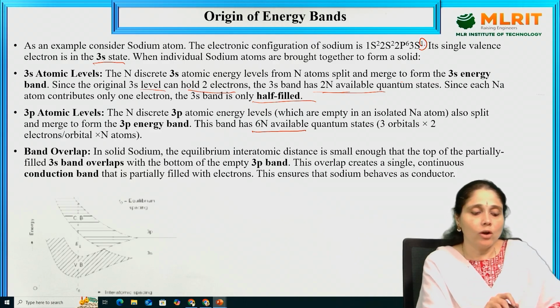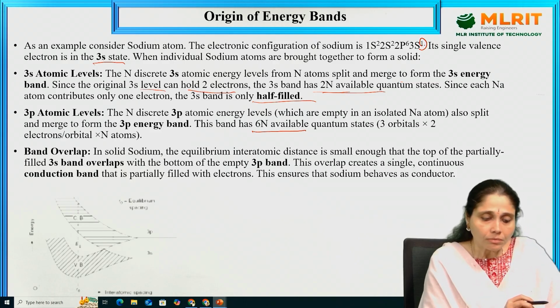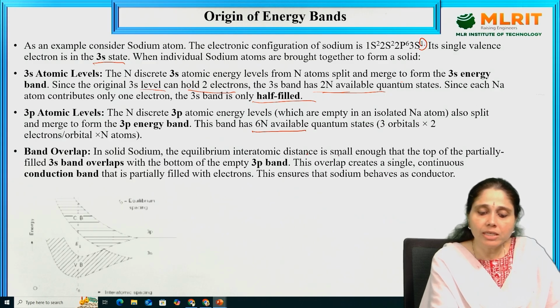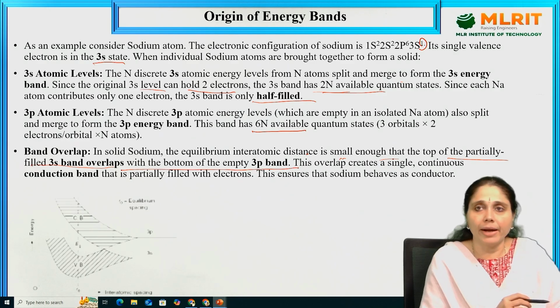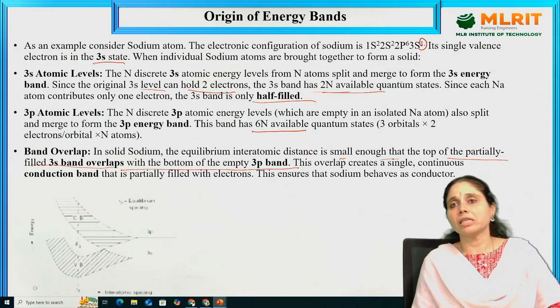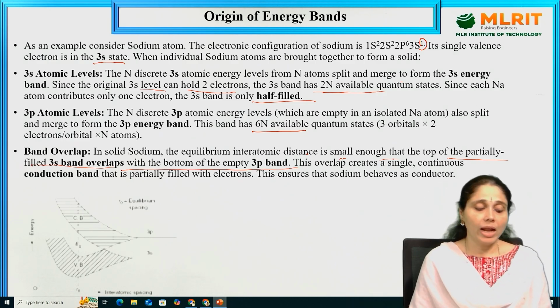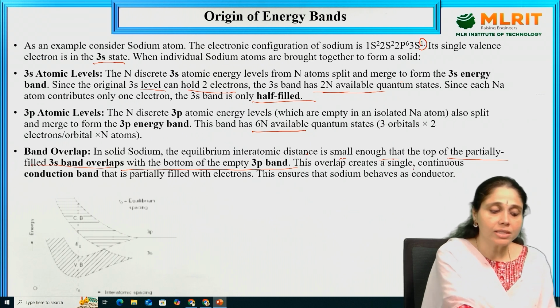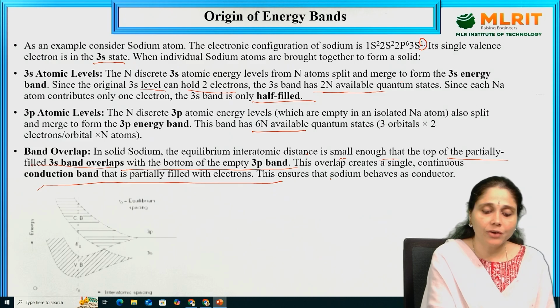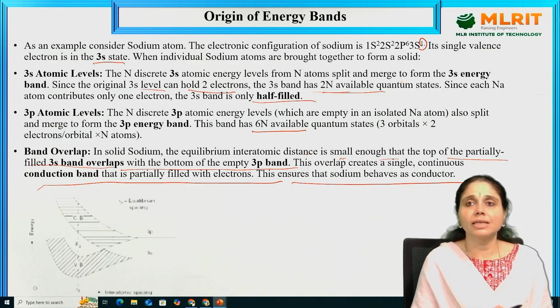Band overlap: in sodium, the equilibrium interatomic distance is small enough that the top of the partially filled 3s band overlaps with the bottom of the 3p band. This overlap creates a single, continuous conduction band that is partially filled with electrons. This ensures that sodium behaves as a conductor.